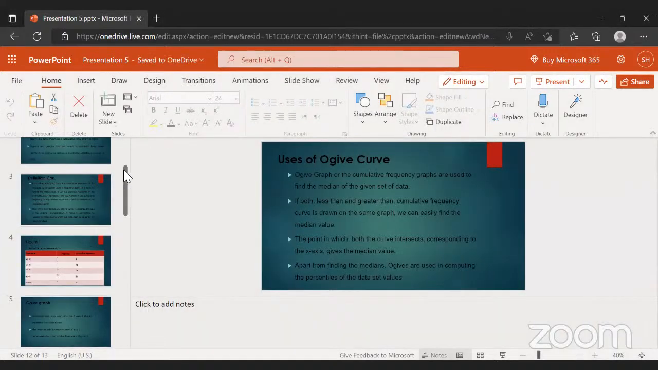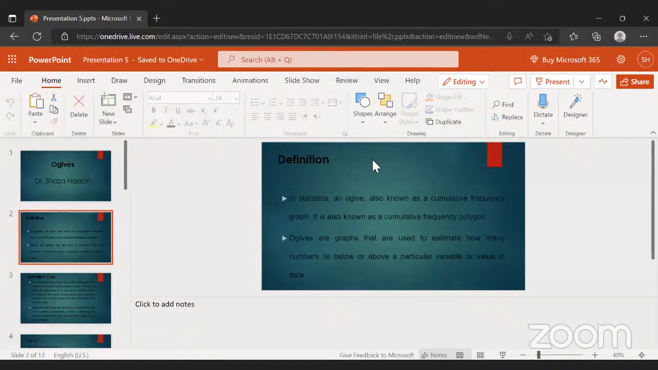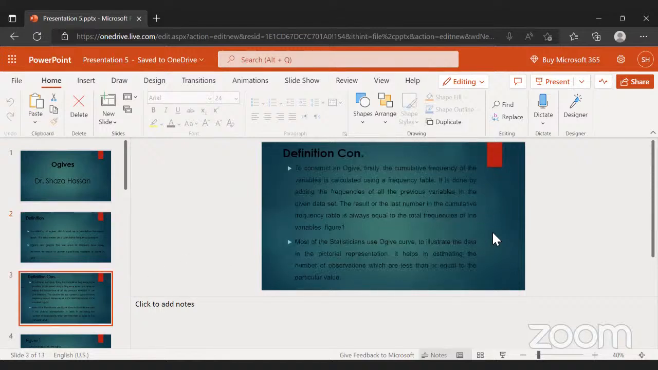Do you see my screen? Yes, you can see it. So I will talk about ogives today. Definition: in statistics, an ogive, also known as a cumulative frequency graph, is also known as a cumulative frequency polygon. Ogives are graphs that are used to estimate how many numbers lie below or above a particular value in data.